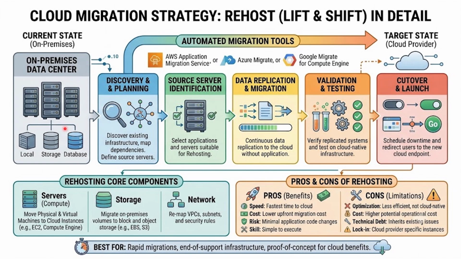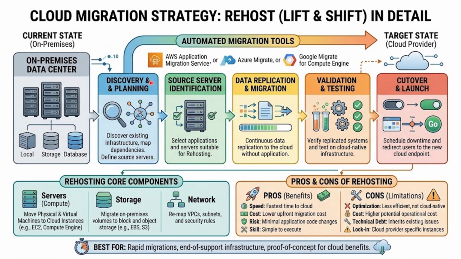Okay, suppose we are having an on-premises data center. It contains local storage. It could be block storage and some database which need to be migrated. So now we have the pipeline, or you can say we have the phases. The first phase is the discovery and planning. And here, you cannot migrate what you do not know exists.